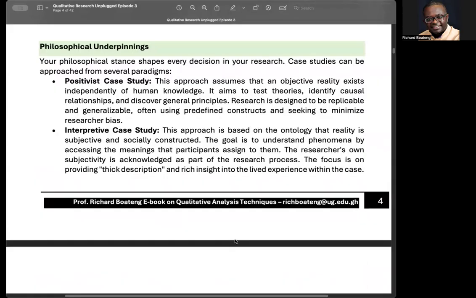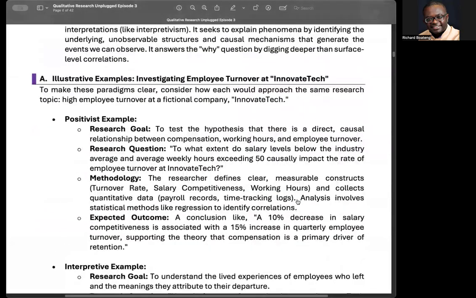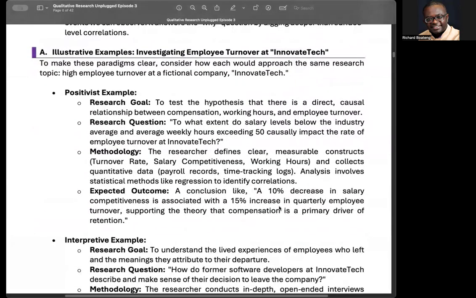Okay. So the research design tends to be highly structured. You try to minimize researcher bias as much as possible, often using predefined constructs or variables that you measure. It's about objectivity and replicability. Right. So let's take that fictional example from the guide, Innovate Tech, with its high employee turnover. If a positivist researcher was looking at that, what would they be trying to find? They'd be looking for that hard, quantifiable link, a direct cause and effect. Their research question might be something like, to what extent do salary levels below the industry average and average weekly hours exceeding 50 causally impact the rate of employee turnover at Innovate Tech? Very specific. Okay, very measurable.